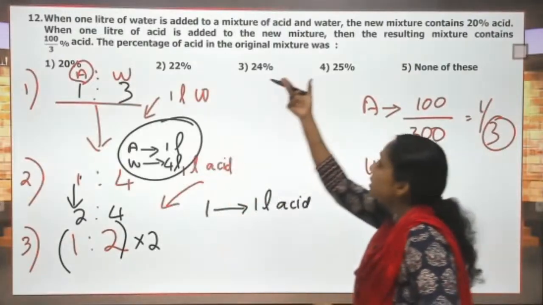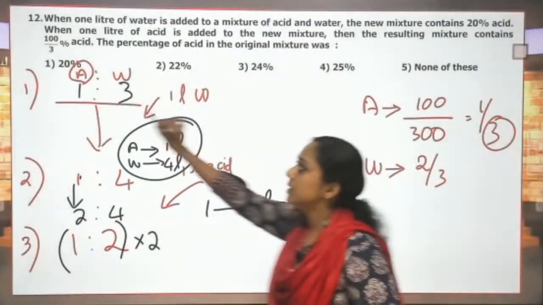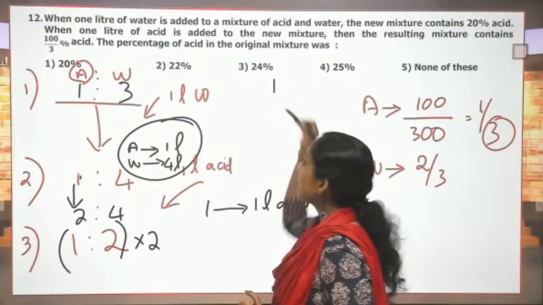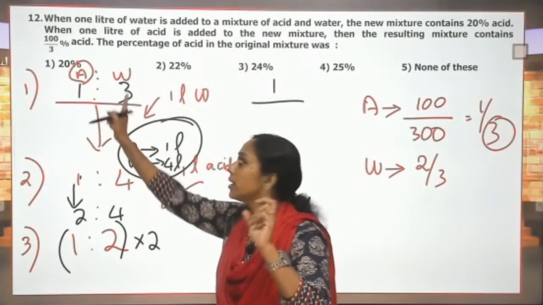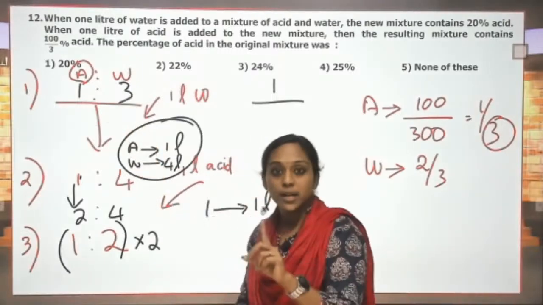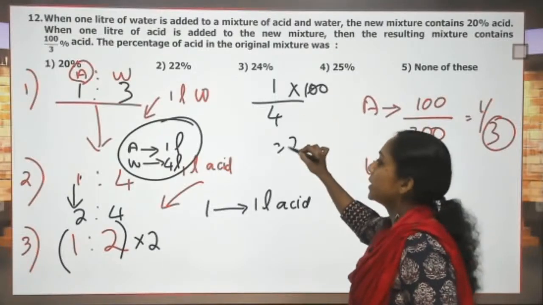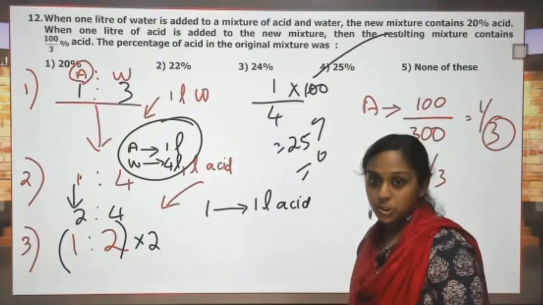Now tell me, what is our question? Percentage of acid in the original mixture. Acid content is 1. See, acid to water ratio is 1:3. So acid content is 1 divided by how much is the total? Total mixture is acid plus water, that is 1 plus 3, that is 4. So 1/4 of 100 will be 25%. So our answer is option 4, 25%.